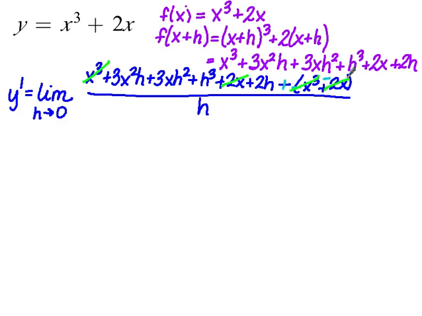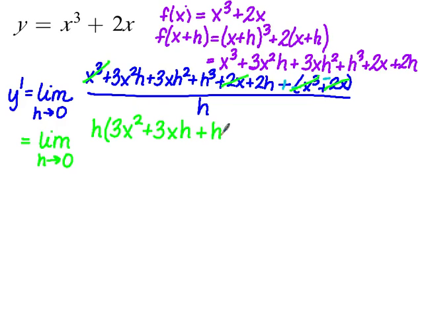Now, are all h's remaining? Yes. Since you only have h's remaining, you can combine the green and the yellow steps from the previous slide and actually factor an h out now. If I take that h out, what am I left with? 3x squared plus 3xh plus h squared plus 2. Plus 2, yep. Okay, all divided by h.